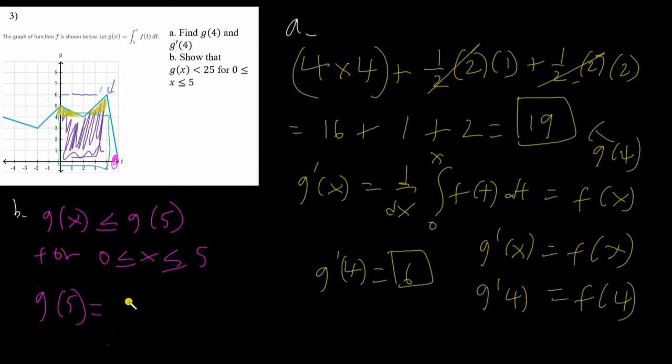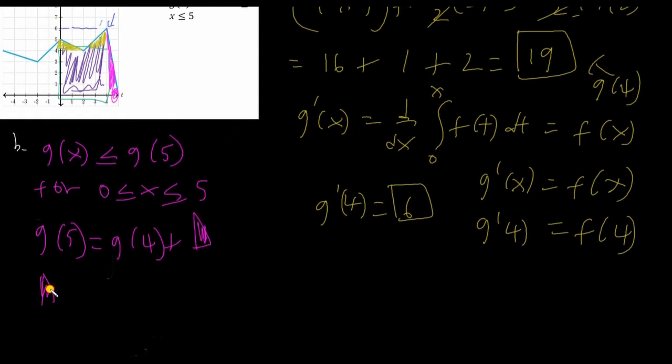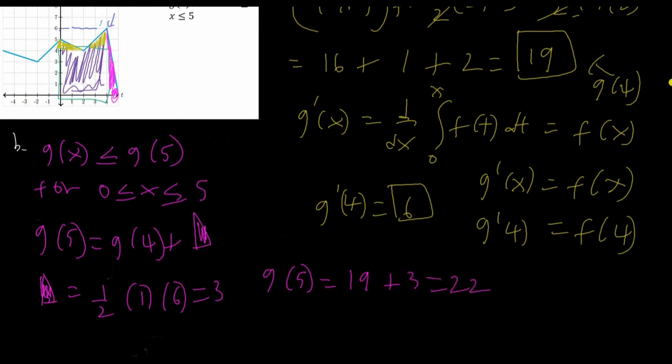G of 5 is going to be g of 4 plus this triangle here. So let me find the area of that triangle. It's going to be 1/2 times 1 times 6, which is 3. So g of 5 equals, what's g of 4? Well, we found g of 4 up here is 19, plus the triangle is 3, equals 22, right?